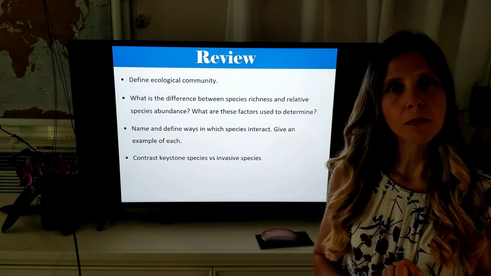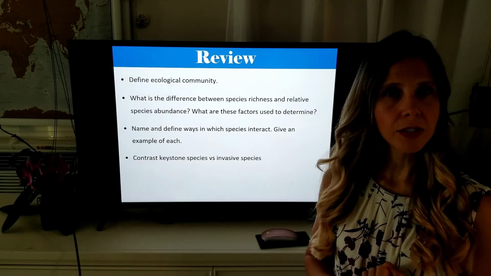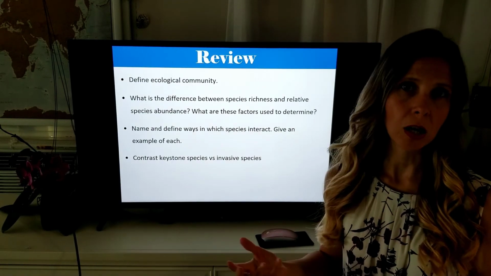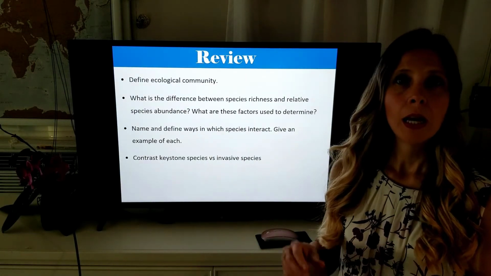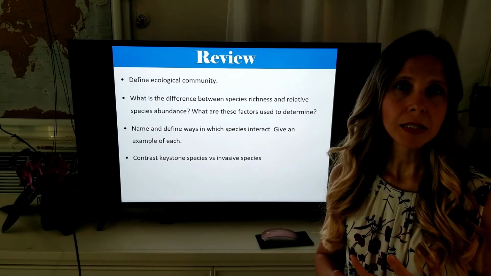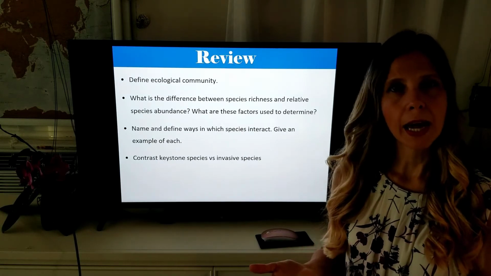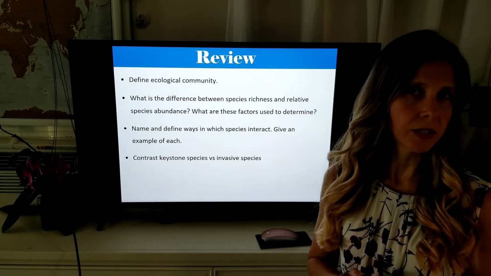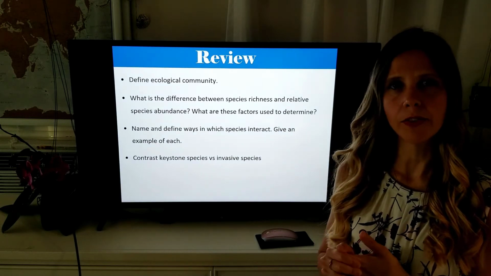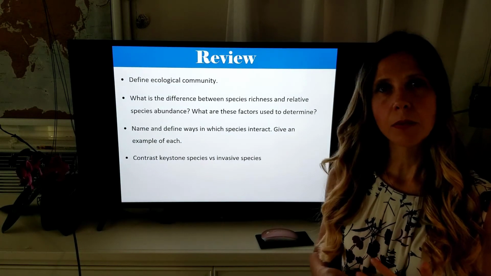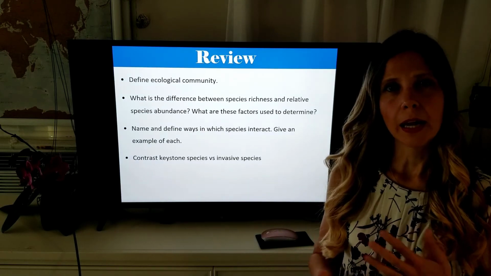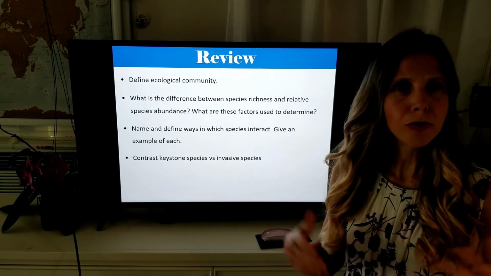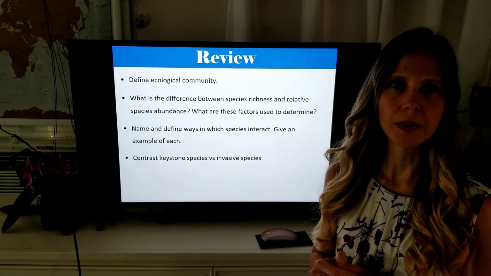So mutualism was where both individuals benefited from the relationship. An example would be our plant root and the mycorrhizal fungi. We then had commensalism, where one individual benefits and the other is not harmed or does not benefit either from the relationship. It's unaffected. And the example here we could use would be the cattle egret and the cattle, where the cattle egret gain easy access to food and the cattle are unaffected by the relationship.